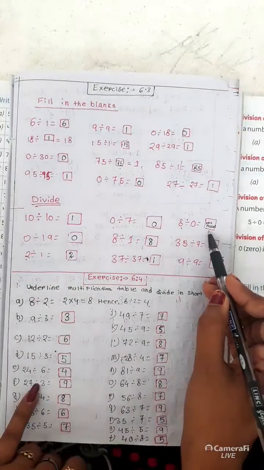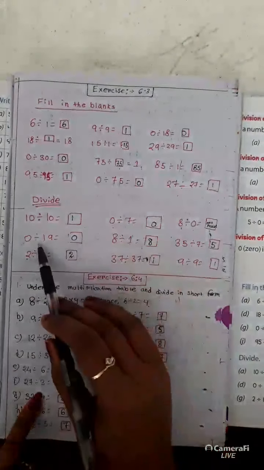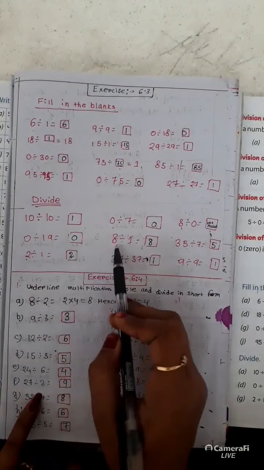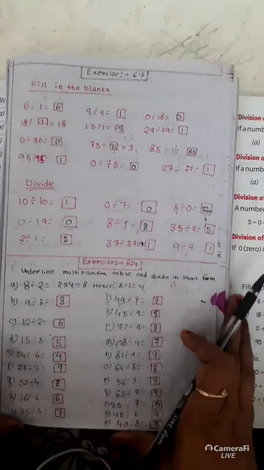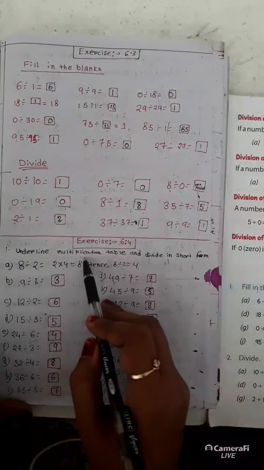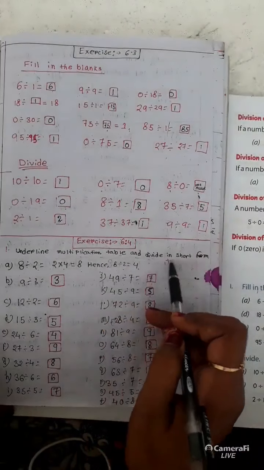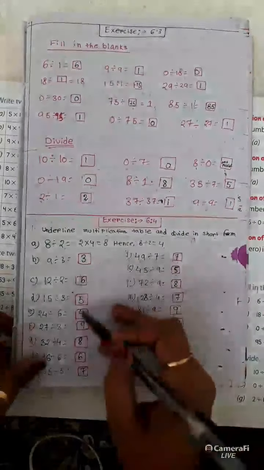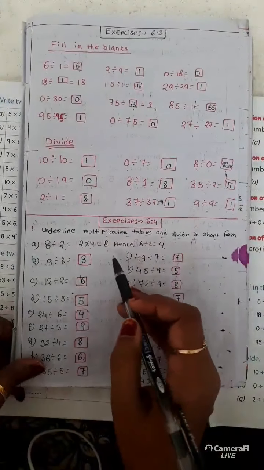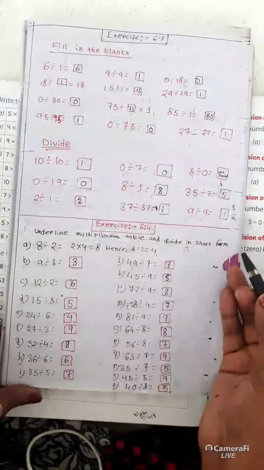So I have written not possible. 0 divided by 19 is 0. 8 divided by 1 is 8. 9 divided by 9 is 1. Underline the multiplication table and divide in short form. So what you need to do? You just need to write down the tables, so that you can do the division.